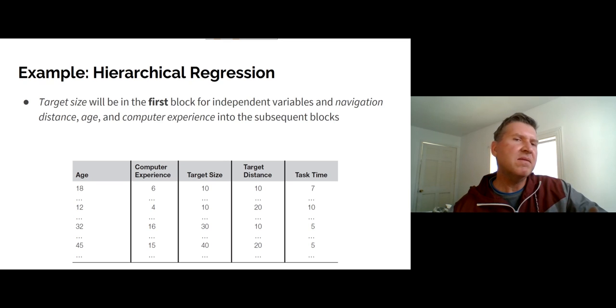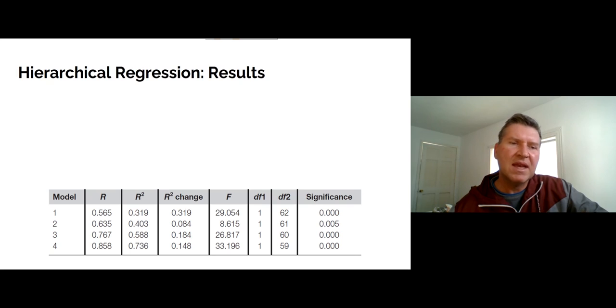So let's say we find that target size is the first block of independent variables, and navigation distance, then age, then computer experience will be in the subsequent blocks. We construct these as different models.